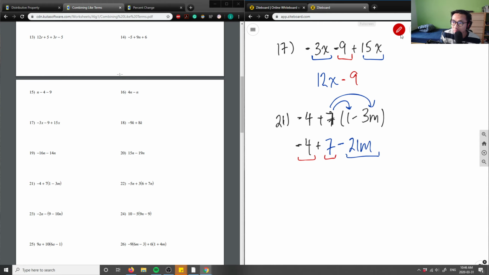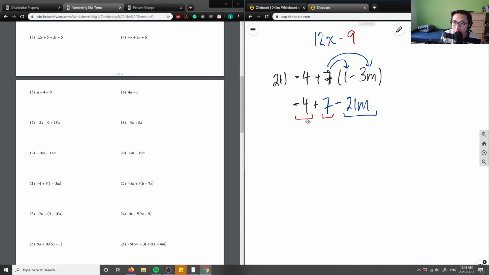These two are constants. So what can we do? We can gather these constants together, right? We have -4 plus 7, which is +3, and then all we're left with is 3. And then -21m, there are no other terms to gather.